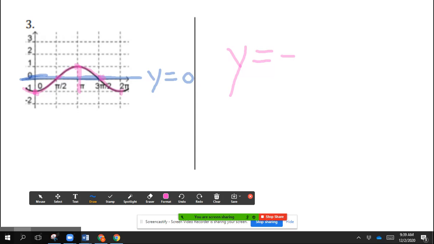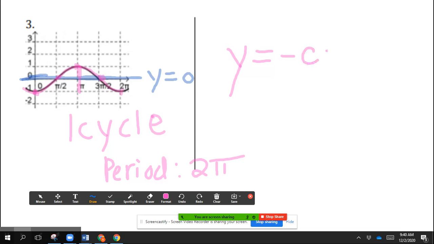Its period is 2 pi because one cycle lasts from 0 to 2 pi, or it has a length of 2 pi. So your period is 2 pi. And so what that means is that your b value is 1 because only one cycle lasts. So I'm just going to do negative cosine of x.